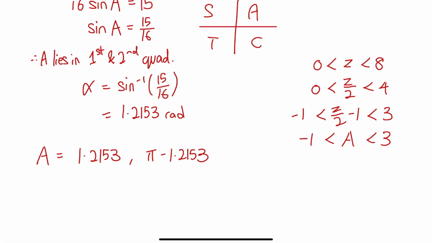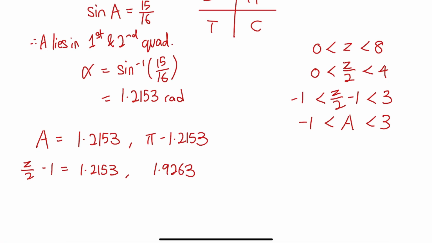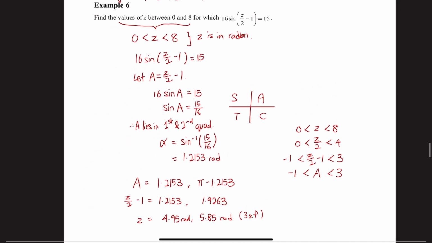Now I can replace a back with z/2 - 1 equals 1.2153, and 1.9263. Therefore z is simply, I add 1 to these two terms and then I multiply by 2. If I calculate this and round off to 3 SF, your answer would be 4.95 radian and 5.85 radian. I'll leave my final answer here with the units, radian, RAD, and I said that I'm rounding off my answers to 3 SF. So that's the answer to example number 6.